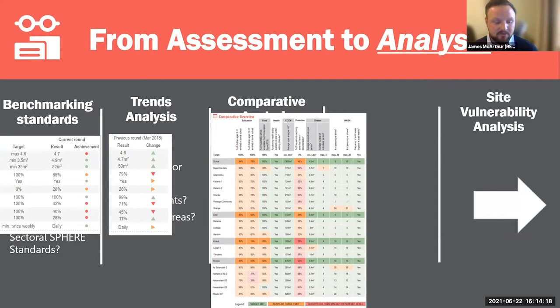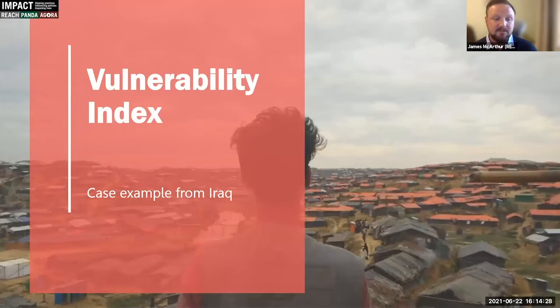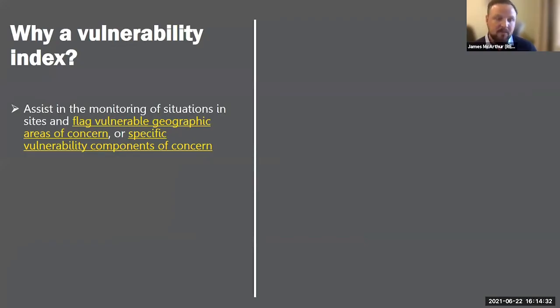And lastly, which I would like to speak more about today in this PowerPoint, but also continue in further discussion in the next groups, is about a vulnerability index and vulnerability analysis. I'll start with a case example from Iraq. So why a vulnerability index? Why is this an interesting analysis?